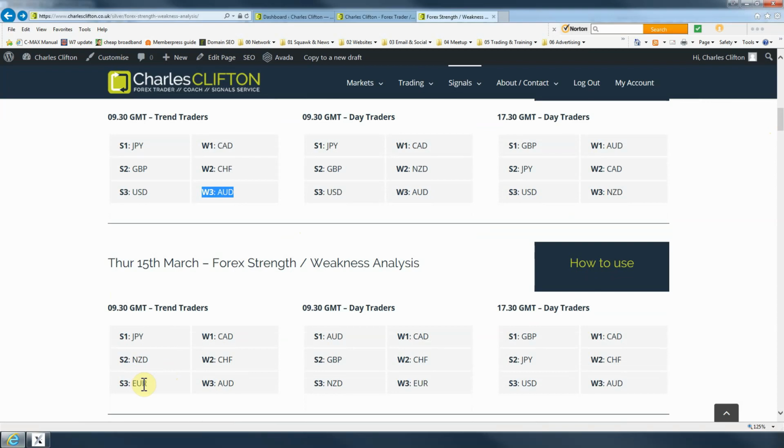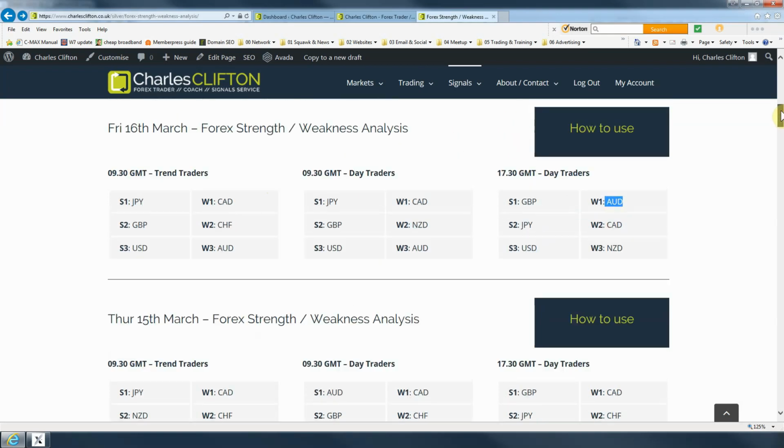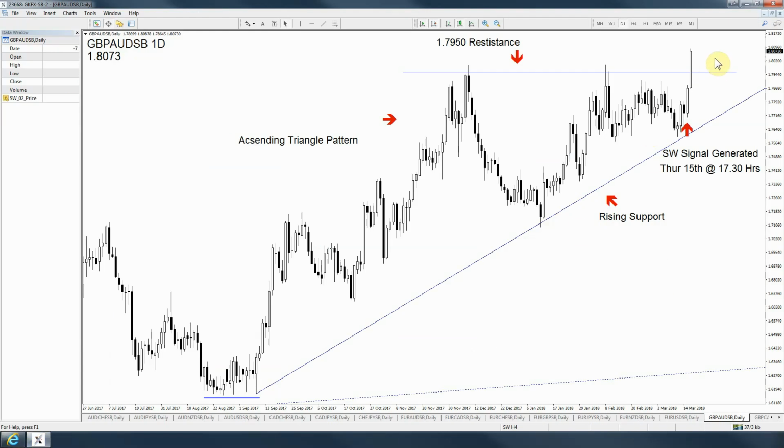You look here, pound isn't even figuring in strength wise in terms of trend trading. Okay, and the Aussie dollar, well, it's just sitting there minding its own business. By the next morning, we get pound Oz, and it's also duplicated on the day traders as well, on the day trading time frame, pound Oz. By the end of Friday, so this is close of business, Friday the 16th of March, the pound was the strongest and the Aussie was the weakest in the market. Hence, such a huge move.